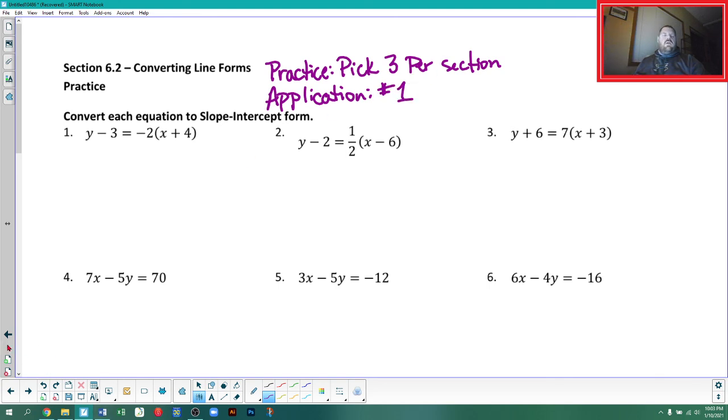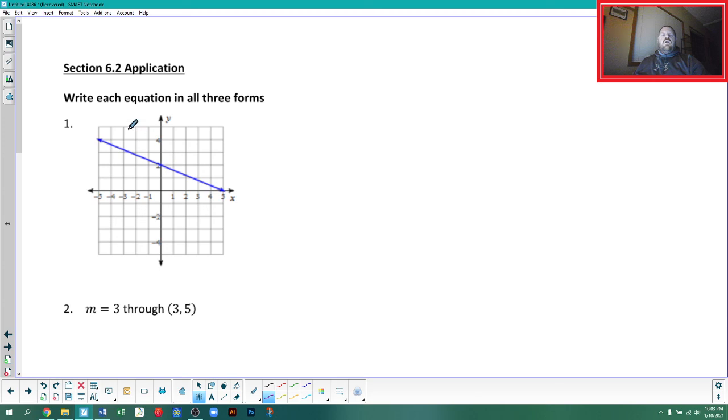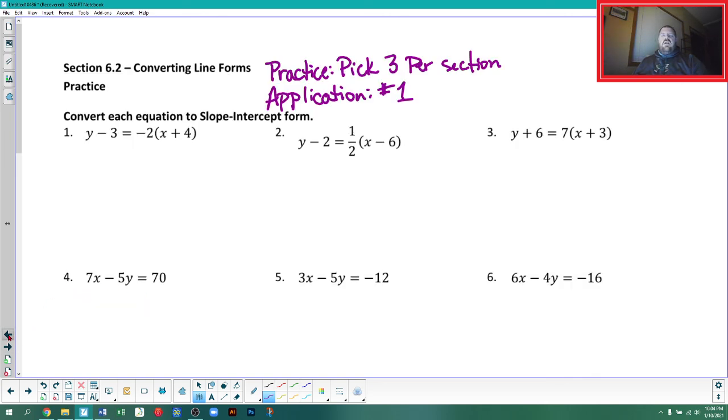Okay. Number 1 is converting this graph into the 3 different forms. So that's not as bad as what I said about point slope because you have points that you can pick. Once you have your slope, point slope, and a line, your point slope form's pretty easy to find.